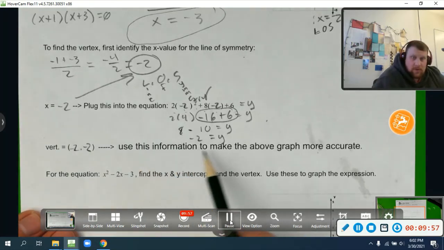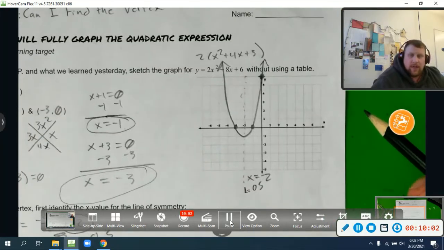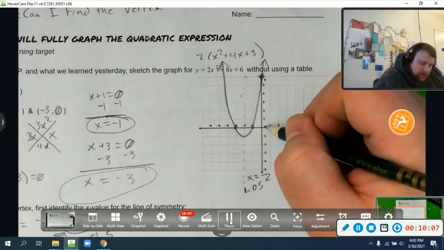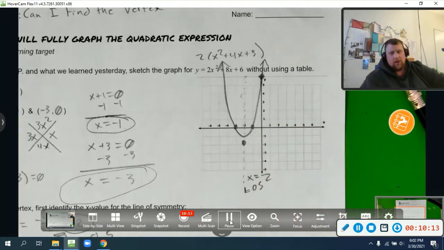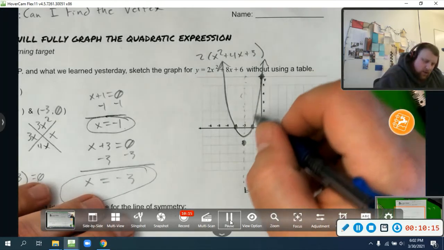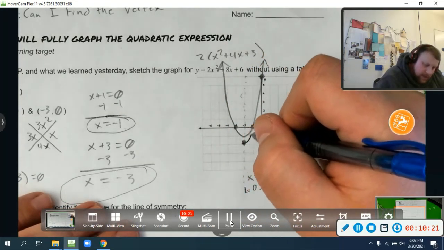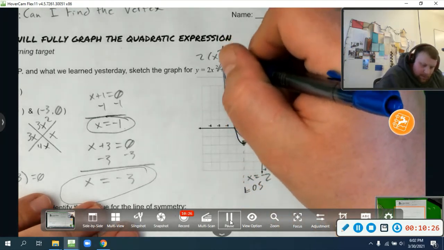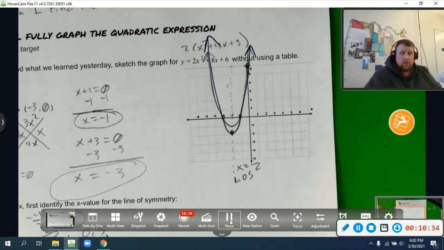Well, what are we going to do? We're going to use this information to make the above graph more accurate. So I know the vertex, or the extreme minimum of this parabola, is at (-2, -2). So let's go. -2, -2 down here. And I'm going to use a pen actually to show. See how our graph, I didn't go down quite enough when I didn't know the vertex? Well, now that I know the vertex, I can be a little bit more exact. I go boom, and boom, and look at that. That is a much more accurate, and quite accurate actually, graph of our equation.